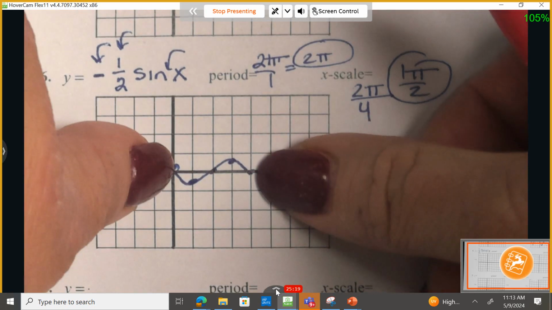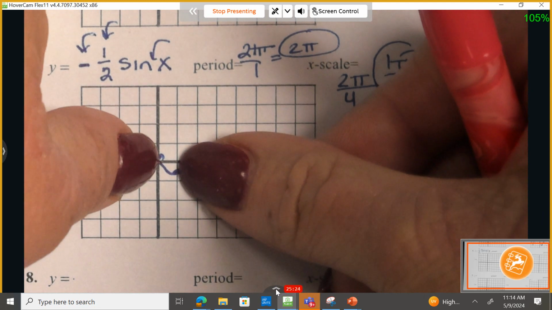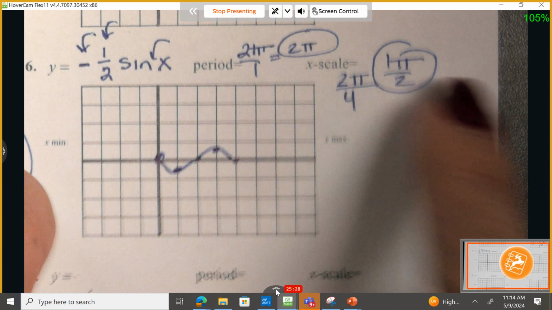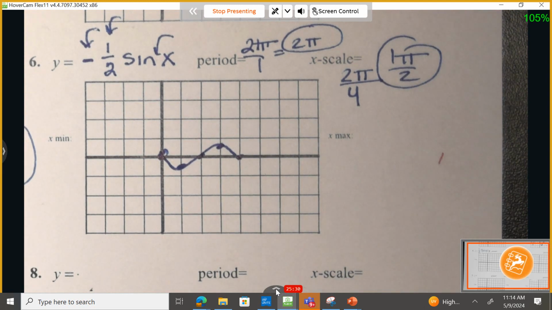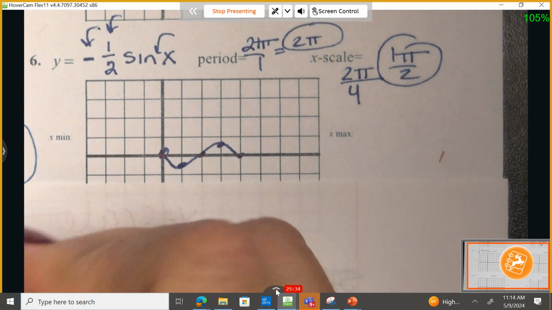So this is one cycle. This one cycle is a distance of 2 pi. And from one step horizontally to the next step, it's a distance of 1 pi over 2. Please write 1, 2, 3, and 4 with the parenthesis behind each.